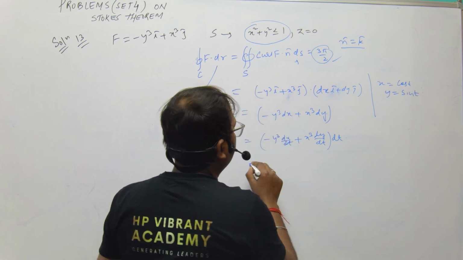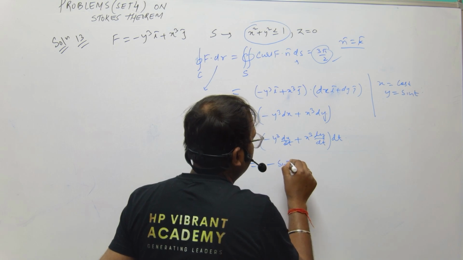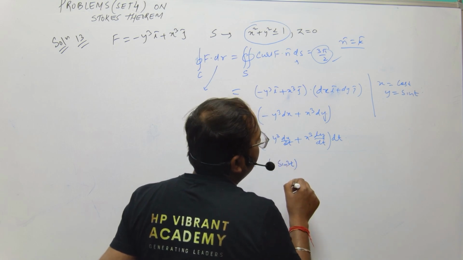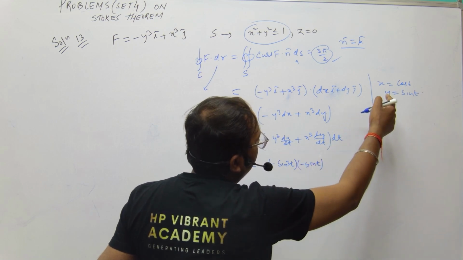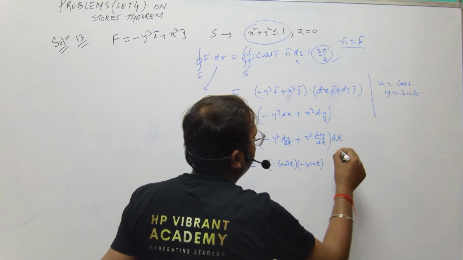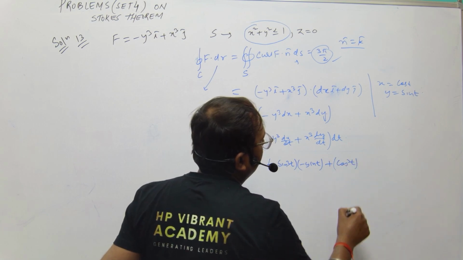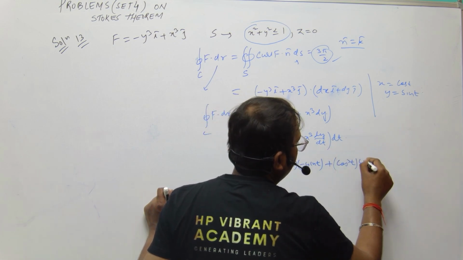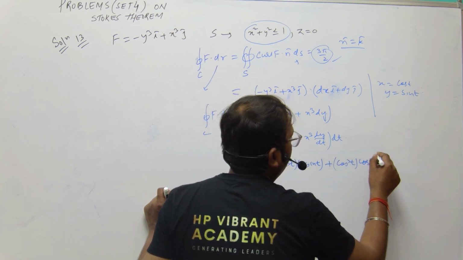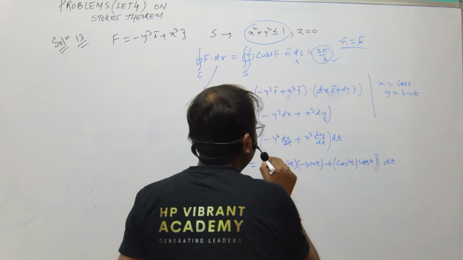So this is equal to minus y cube, which will be sin cube t, into dx upon dt, which is minus sin t, plus x cube, which we can write as cos cube t, into dy upon dt. Sorry, dy upon dt is cos t, into dt. And the limit on t will be 0 to 2 pi.